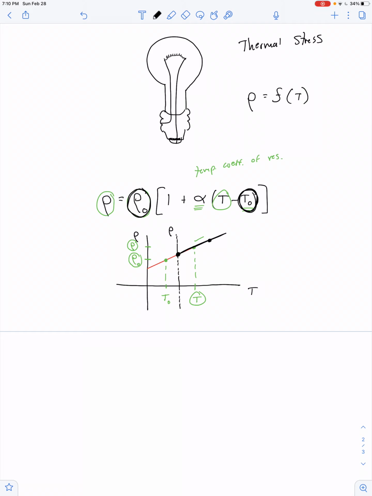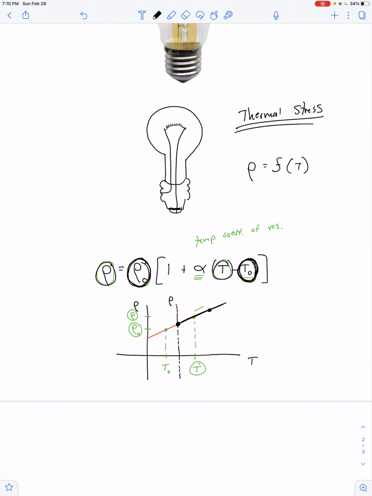Okay, but any 2 points along this line, a reference point for temperature and a higher temperature, have a corresponding reference point for resistivity and the higher resistivity at the higher temp. Now, what does this have to do with thermal stress and light bulbs?